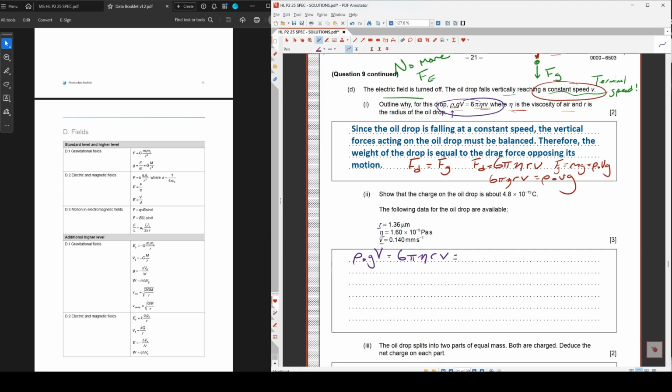Okay, and you know what? The trick here, actually, looking at it, we're kind of stuck because we don't have a Q. And I'm trying to find the charge on the oil drop. So I want to even go back a little bit because we have three different things that are kind of equal that we've set up.